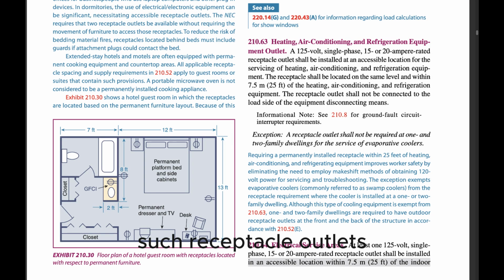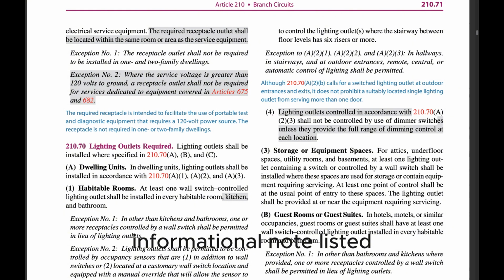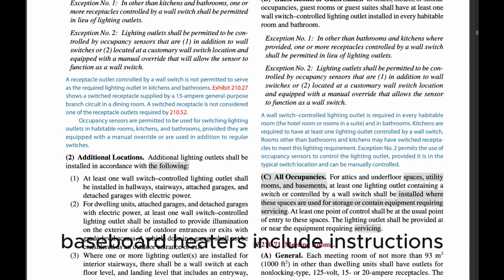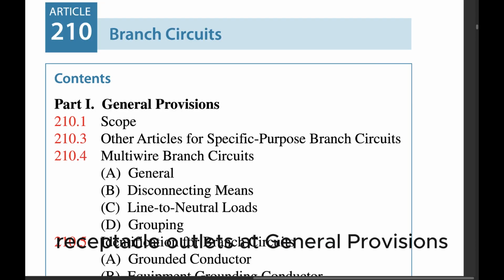Such receptacle outlets shall not be connected to the heater circuits. Informational note: listed baseboard heaters include instructions that may not permit their installation below receptacle outlets.